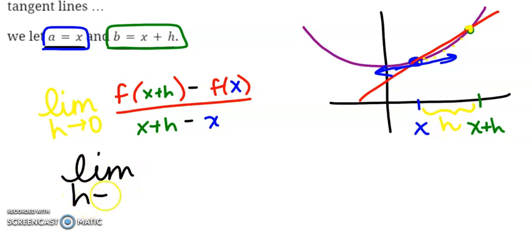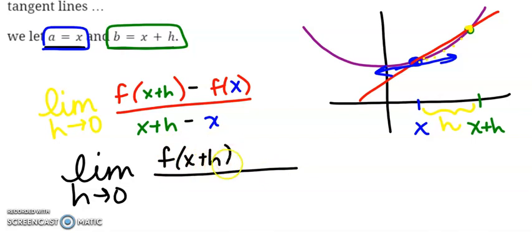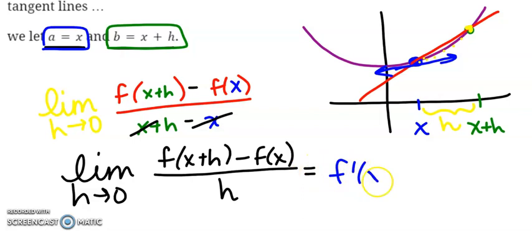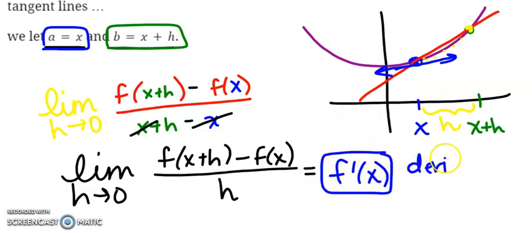So the limit as h approaches 0, in the numerator, I've got f of x plus h minus f of x. In the denominator, my x's subtract, and so we see it with just h. This is what we call f prime of x. This is the derivative of f at x. So this would find us the slope anywhere. If we knew our x value, we would just plug in our x value, and we would get the slope of that blue tangent line.